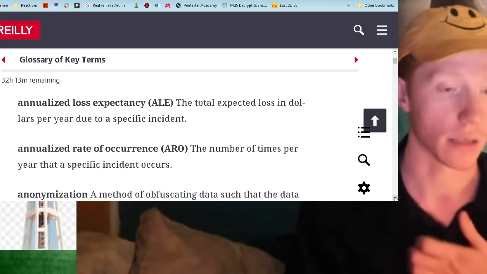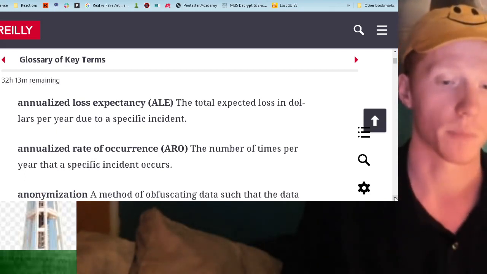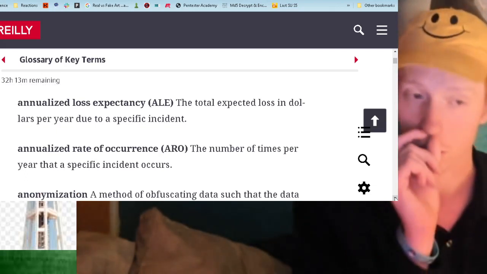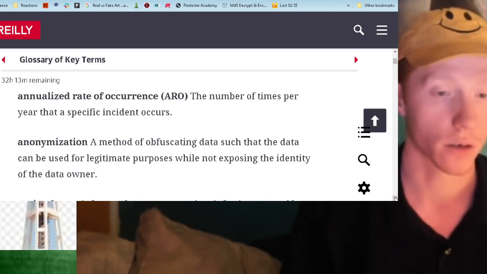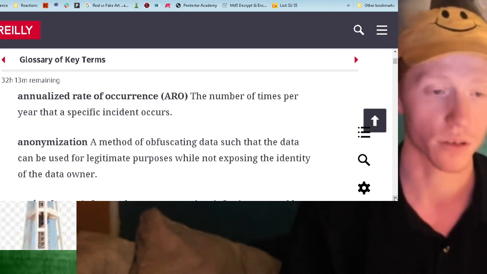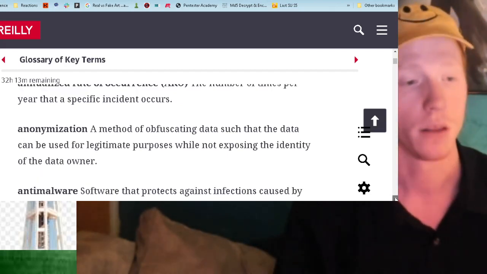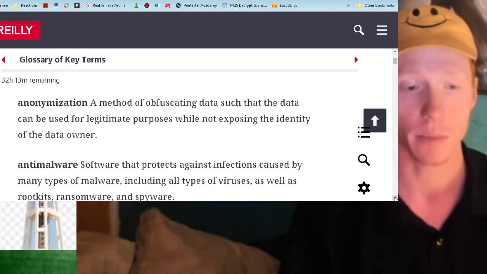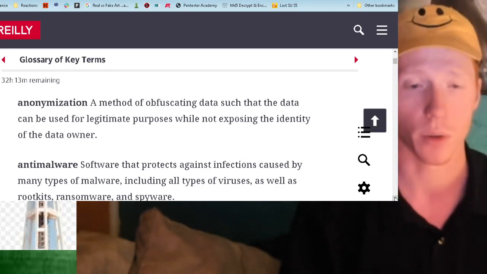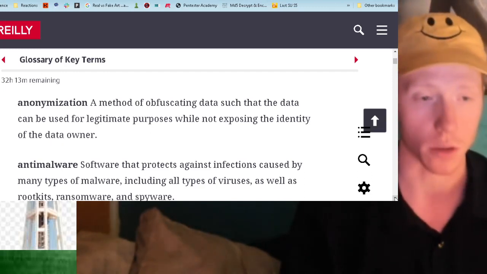Annualized loss expectancy is the total expected loss in dollars per year due to a specific incident. And the annualized rate of occurrence is the number of times per year that a specific incident occurs. Anonymization is a method of obfuscating data such that the data can be used for legitimate purposes while not exposing the identity of the data owner.